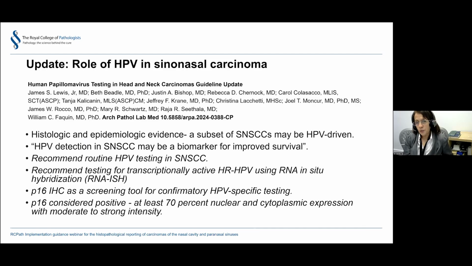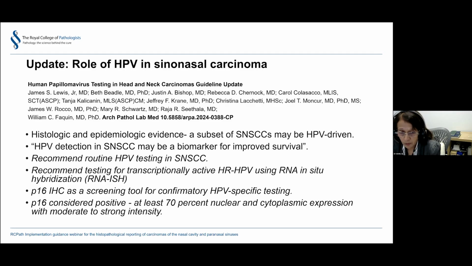This paper from 2024 by James Lewis and team and Sitala and team do suggest that there is good evidence that HPV detection in sinonasal SCC may be a biomarker for improved survival. So they have recommended doing routine HPV testing in sinonasal SCC. And the testing method they've suggested is by RNA-ISH. So we need to detect transcriptionally active high-risk HPV using RNA-ISH. And the P16 can be used as a screening tool before we do the specific RNA-ISH.